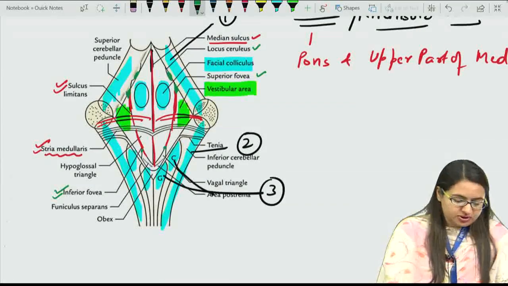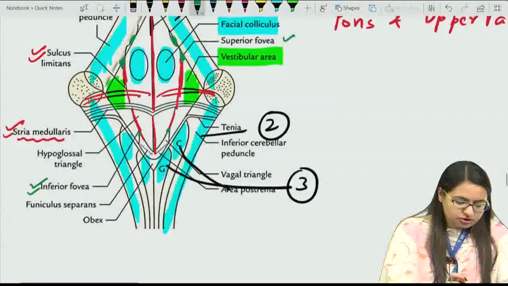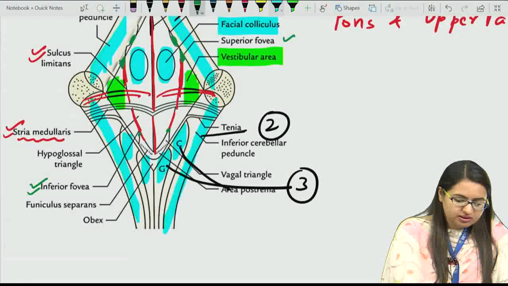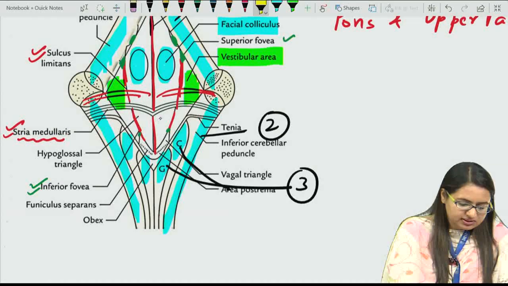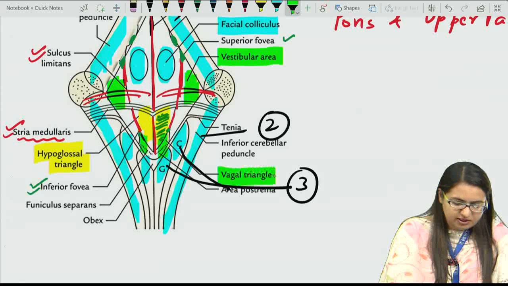Now the other structures which are present over here, as we come towards the lower portion, we have two triangles in the lower portion. One triangle is towards the medial side over here. This portion is known as hypoglossal triangle, and a triangle which is present below it over here is the vagal triangle.